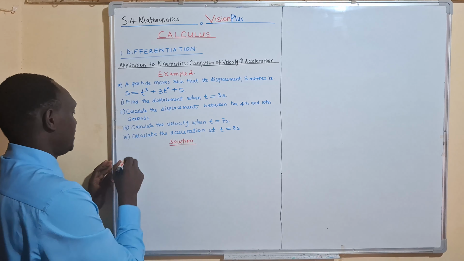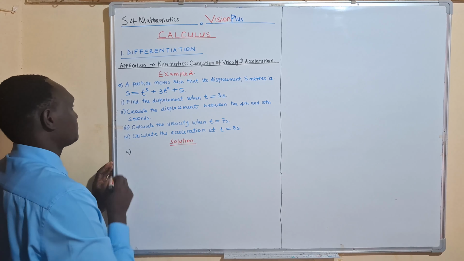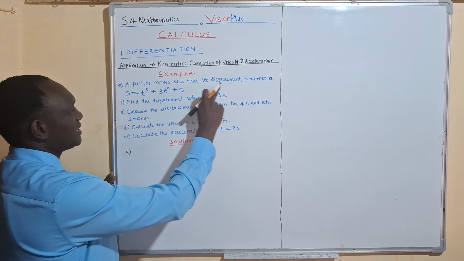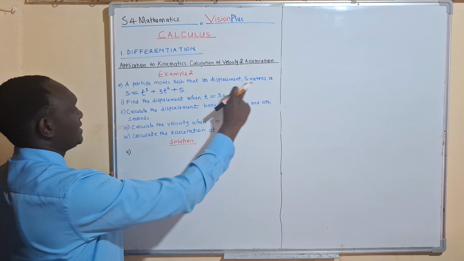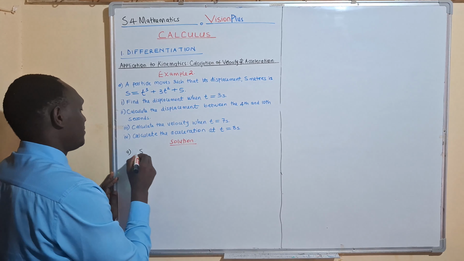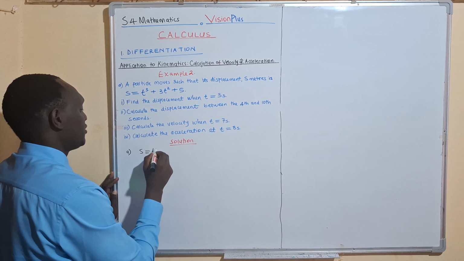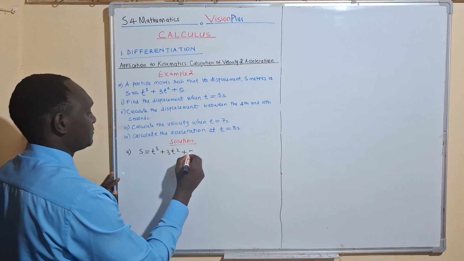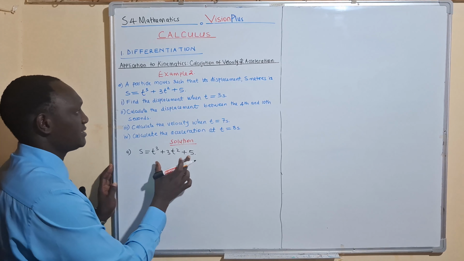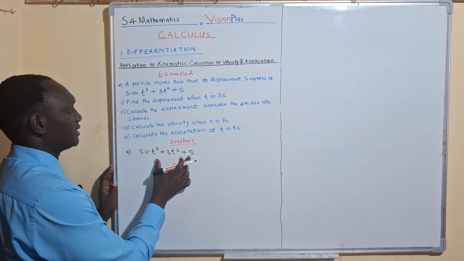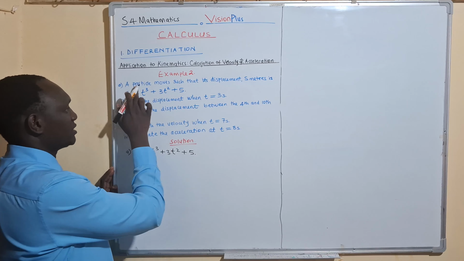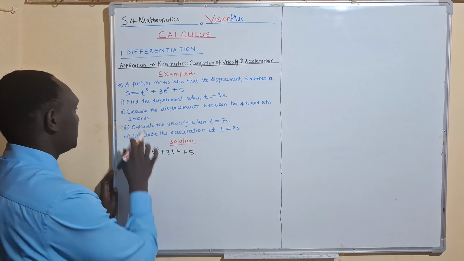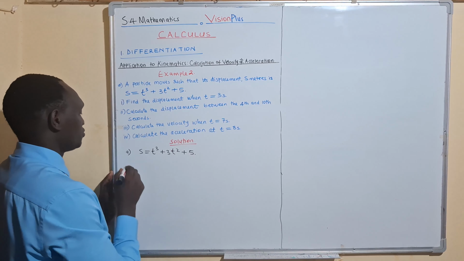Example 2, part A says a particle moves such that its displacement s meters is given by s equals t cubed plus 3t squared plus 5. This is the expression for the displacement of this particle at any time t. Now, the question will guide us on what to do.